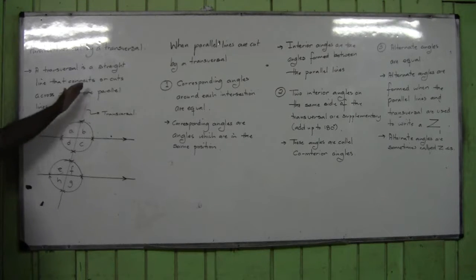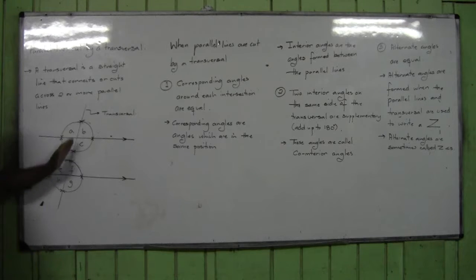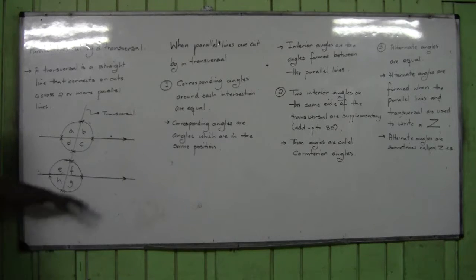Now, a straight line that connects or cuts across the two parallel lines is called a transversal. So what we have are the parallel lines, and the straight line cutting across them is called a transversal.